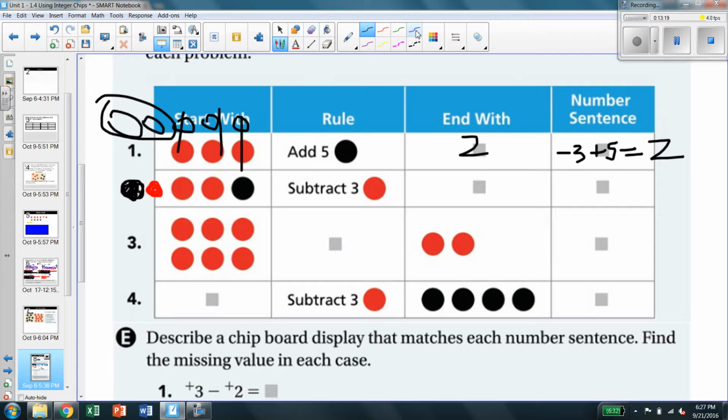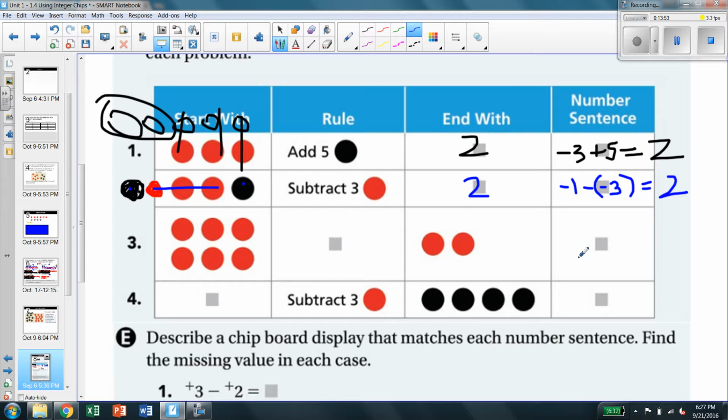Now I have something that I can take away, right? I have 3 that can be subtracted. So we subtract those 3. What are we left with? 1, 2 black chips, 2 positives. And the sentence we can write is, let's see, we started with 2 red and a black. Well, together that makes negative 1. And then we subtracted 3 red, and that gives us positive 2 again.